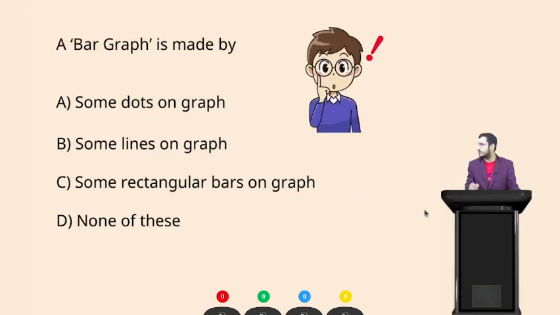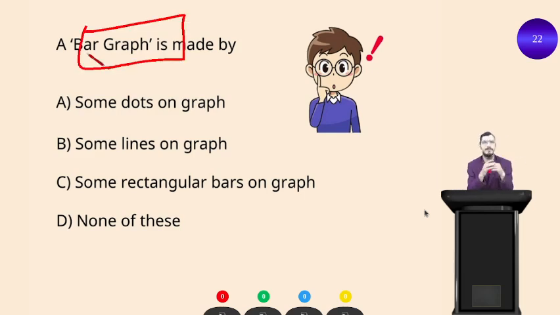Now students, question time. A bar graph is made by: some dots on graph, some lines on graph, some rectangular bars on graph, none of these. So I am giving you 30 seconds. Which option is correct here? Generally a bar graph is made by some dots on graph, some lines on graph, some rectangular bars on graph, or none of these. So which option is correct here?